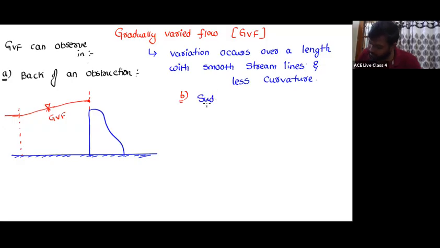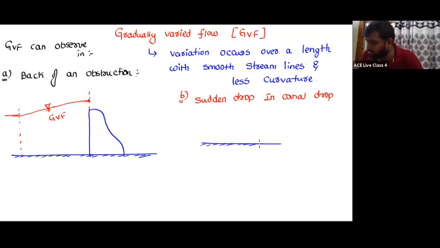sudden drop in canal bed. See, this is not a gradual drop like what we have discussed now. If there is a sudden drop in the canal bed, sudden drop. What is the meaning of sudden drop, sir? So you see here, there is a channel going, and if this channel bed suddenly drops like this, this is nothing but a sudden drop.